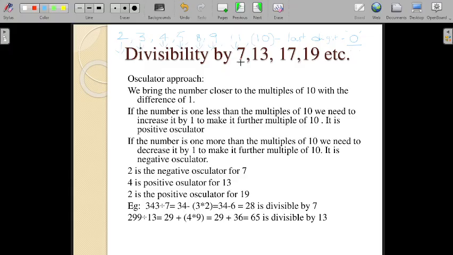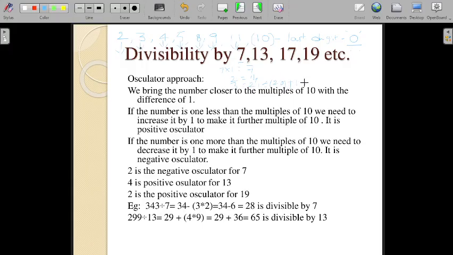7 is there. We bring the number closer to a multiple of 10 with a difference of 1. See, how could we bring this number closer to a multiple of 10 with a difference of 1? 7 ones is 7, so there is a difference of 3. 7 twos is 14. 7 threes is 21. So only one difference here: 20 plus 1, that means 1 is more than 20. 20 is the multiple of 10.